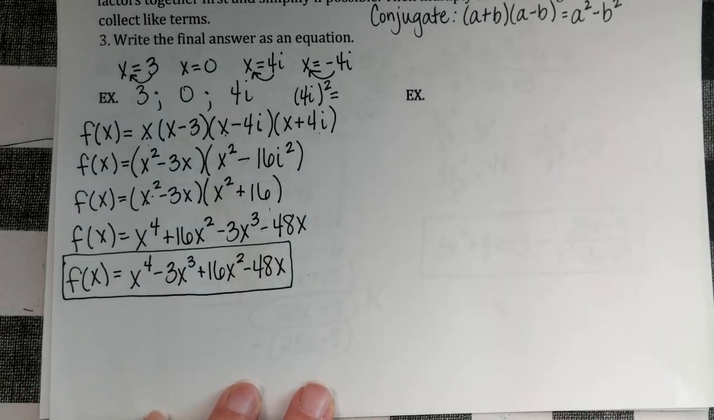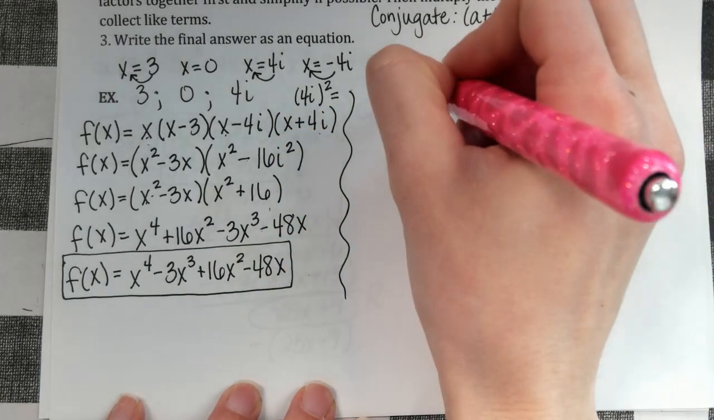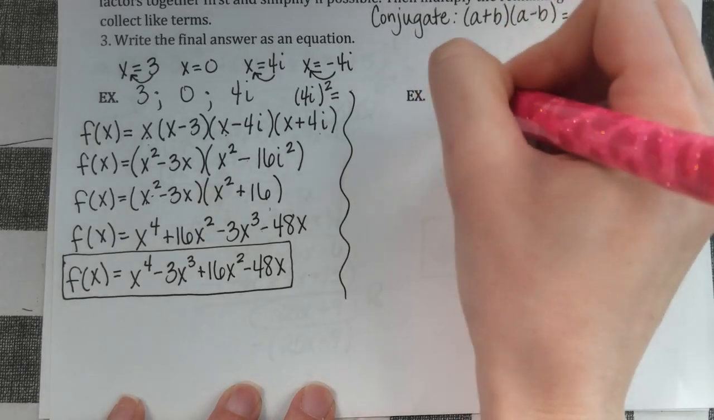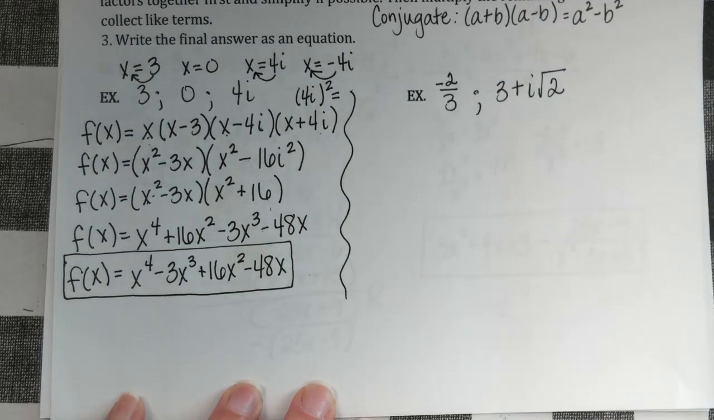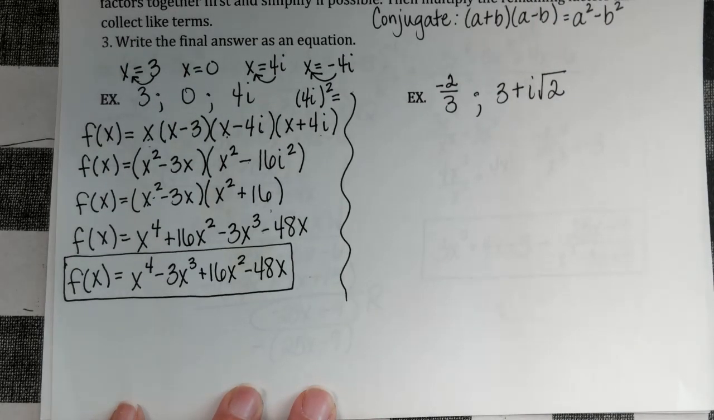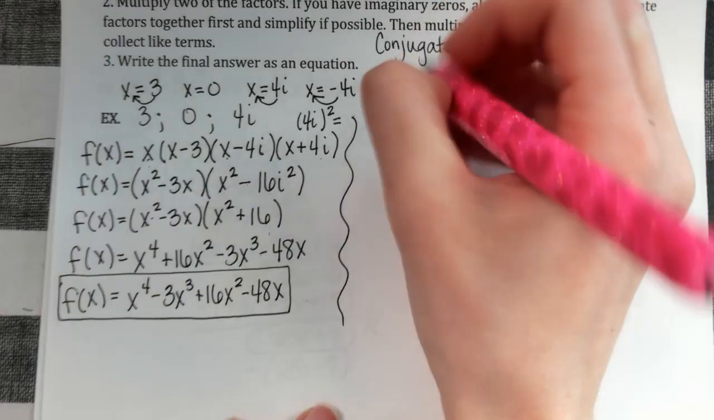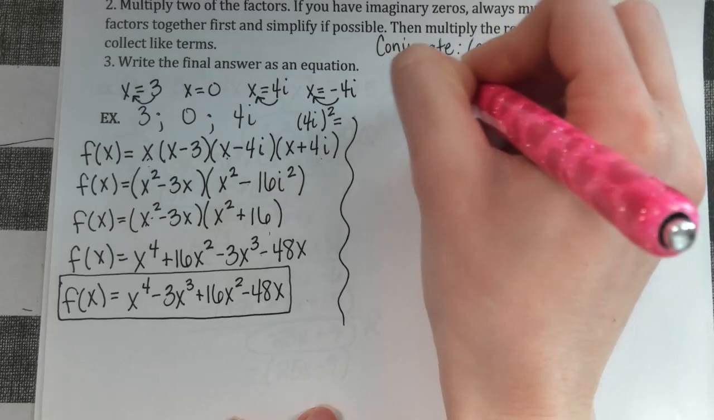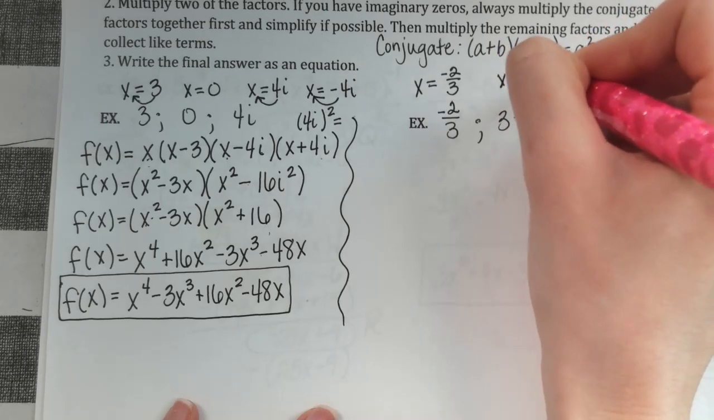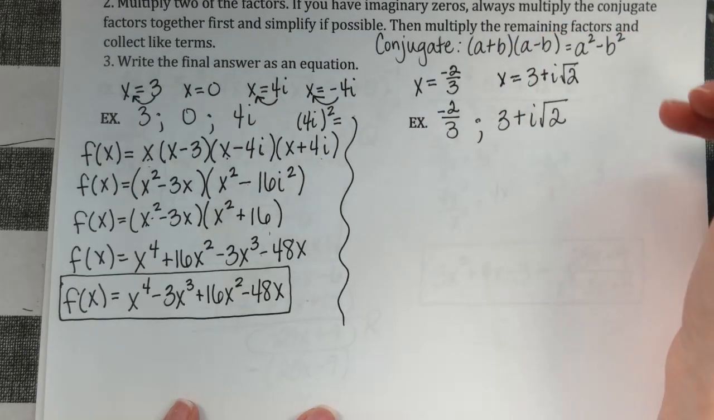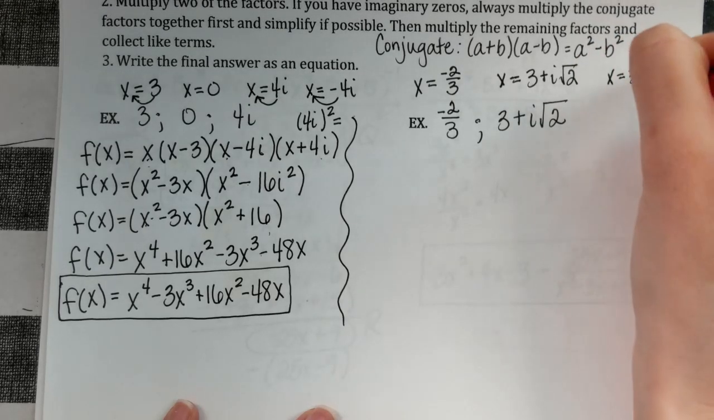Okay, are we good with that? Okay. Now my last example, I give you negative 2/3 and 3 plus i square root of 2. So this tells me x equals negative 2/3. And this tells me x equals 3 plus i square root of 2. And if I have that, what do I also have? Very good. 3 minus i square root of 2.